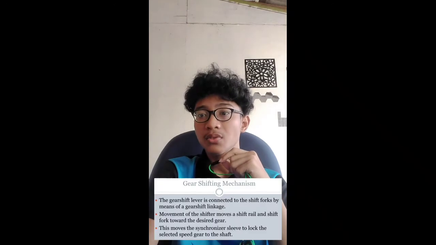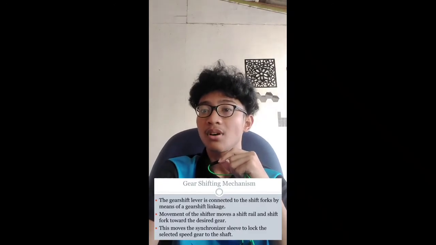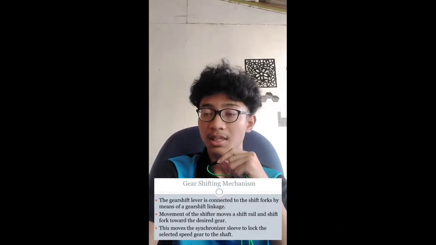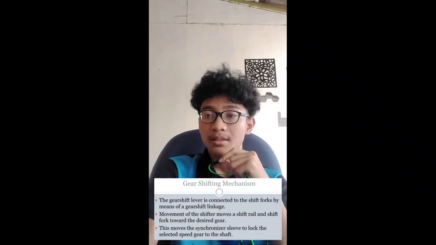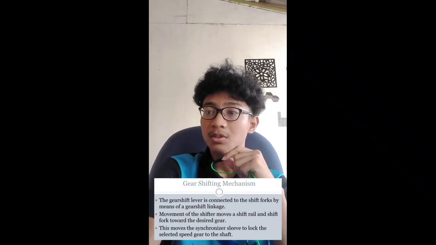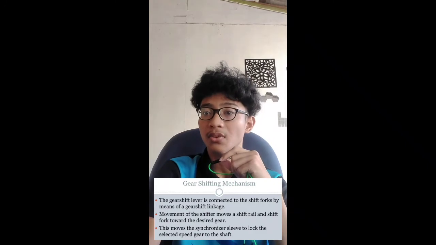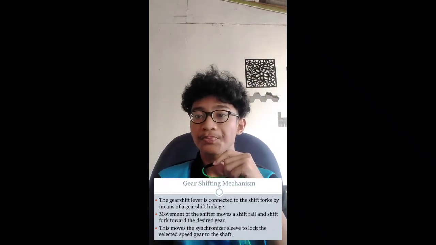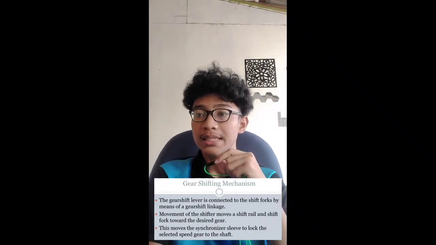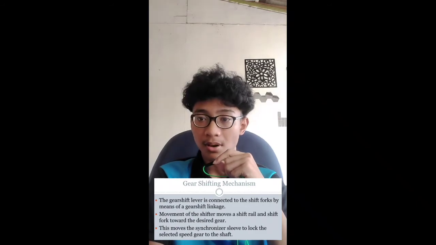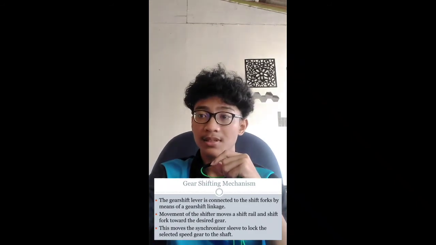Next, the gear shift lever is connected to shift forks by means of a gear shift linkage. Movement of the shifter moves a shift rail and shift fork toward the desired gear. This moves the synchronizer sleeve to lock the selected speed gear to the shaft.